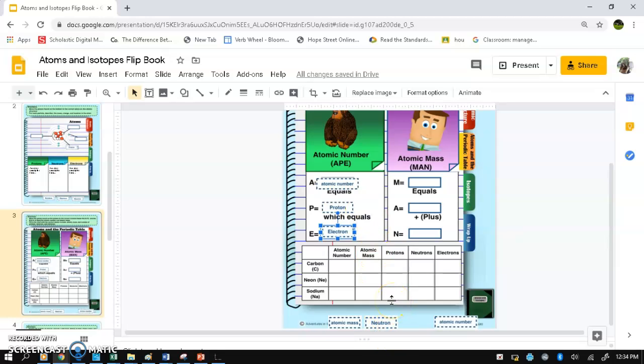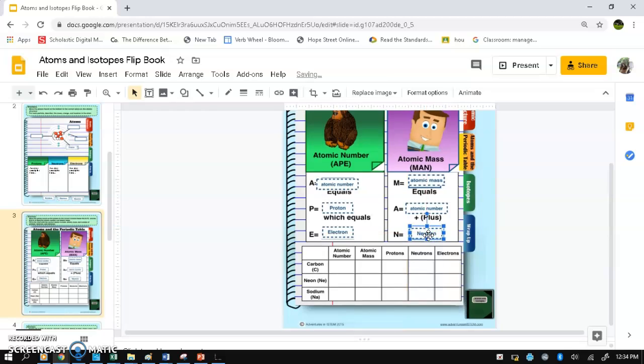So the only word that would stress with 8-man is the mass. The M is the acronym for the atomic mass, okay? Which equals atomic number, aka protons, plus neutrons. Okay? So 8-man. All right?